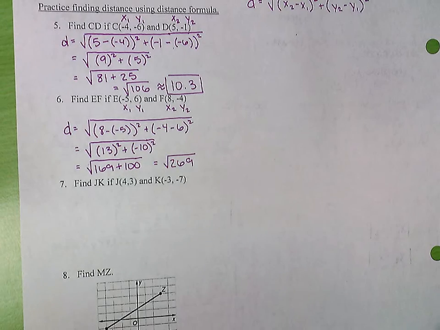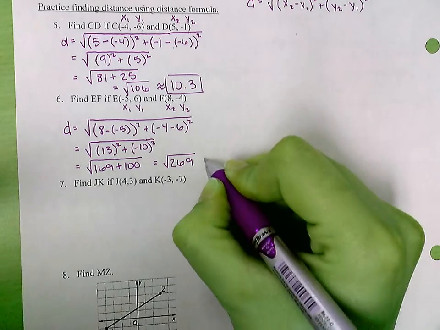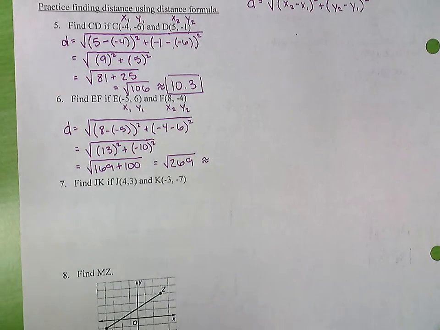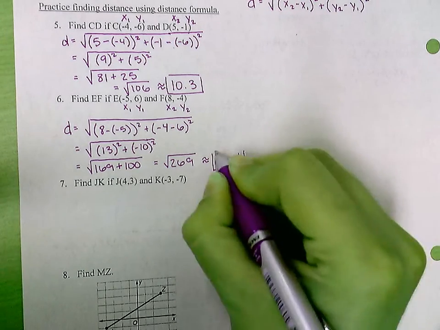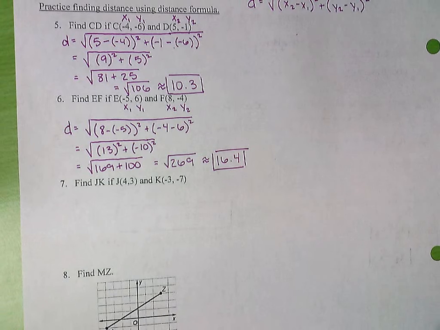Again, I can plug that into my calculator. So second square root 269. And you should get about 16.4 units as your distance between those 2 points. Make sure you can get 16.4 on your calculator plugging that in. Questions?